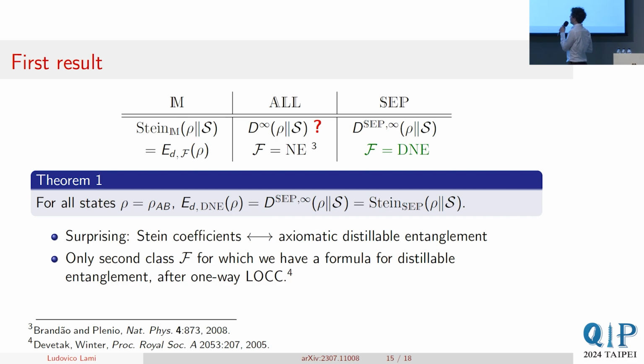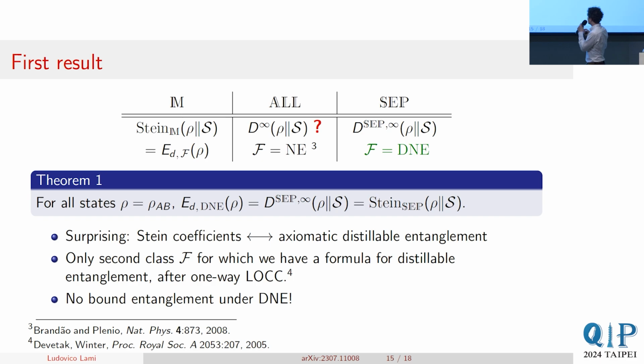So this is why we liked this result a lot. Closed formulas for the distillable entanglement do not come by every day. It's very difficult. And it also shows that there is no bound entanglement under DNE, because this quantity turns out to be faithful: it's non-zero for every entangled state.